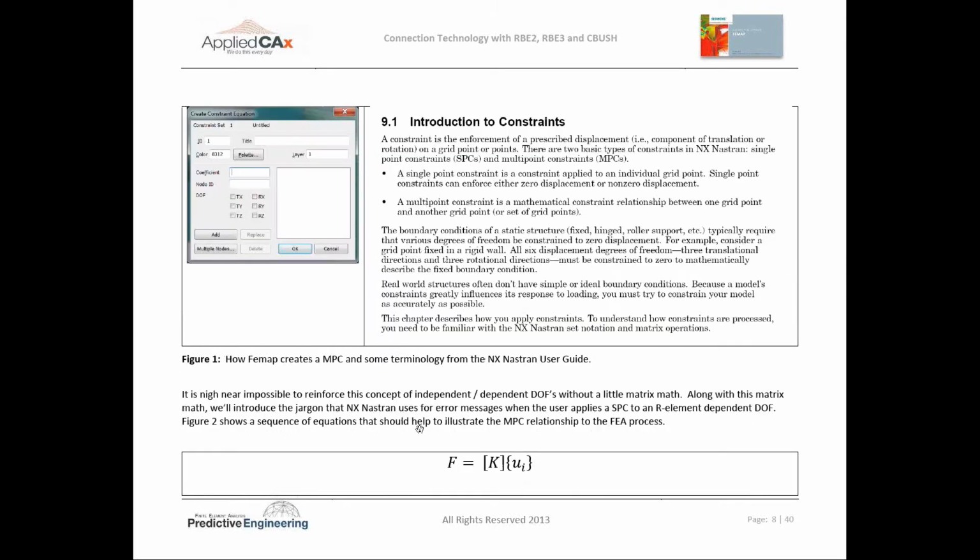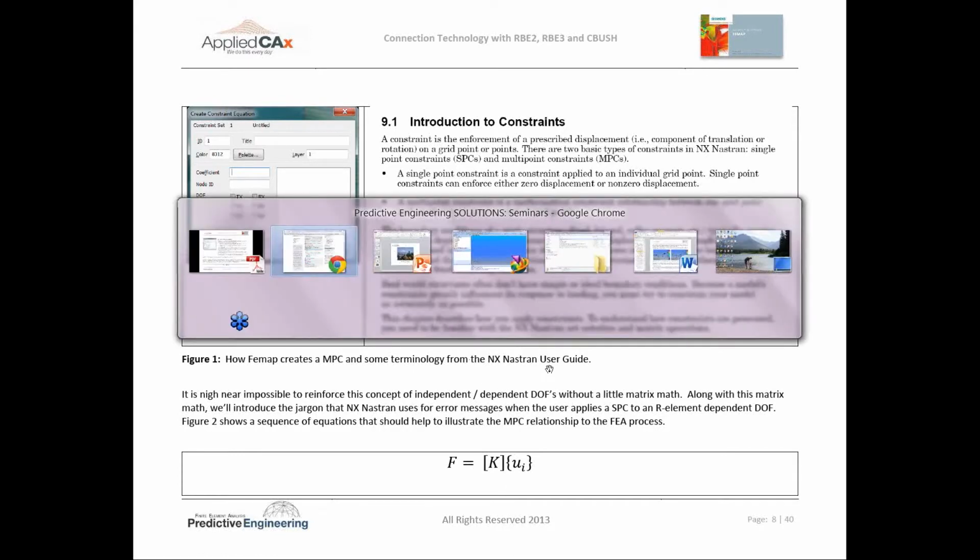I want to make this discussion more of an overview. If you need to really dig in and get more, you can come back to this white paper, or you can email us, or you can call us up. So this is where we first jump into the introduction to constraints. I'm leveraging materials, you can see from here, the NX Nastran user guide. All these materials come with your FEMAP install.